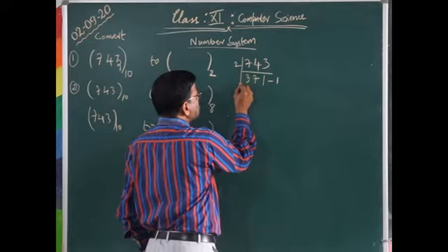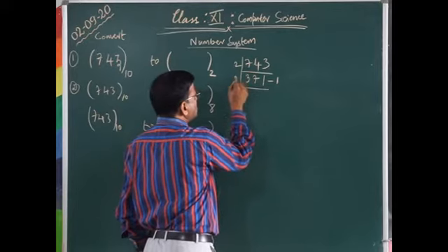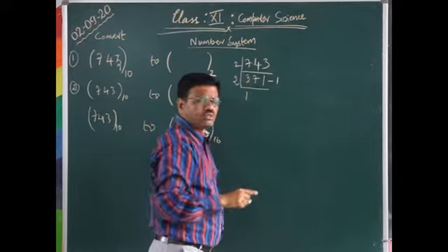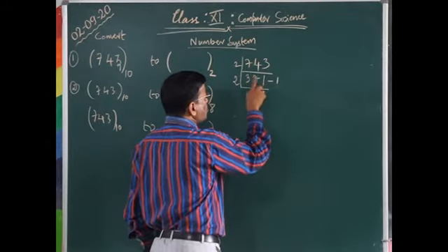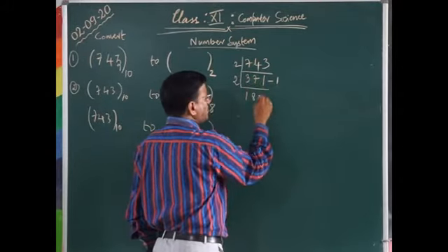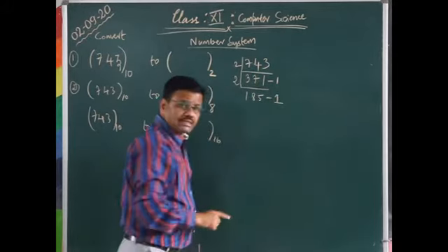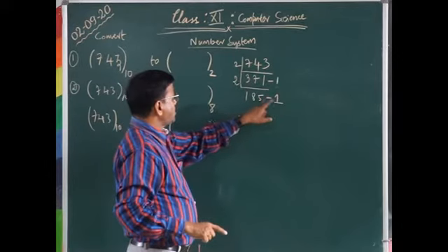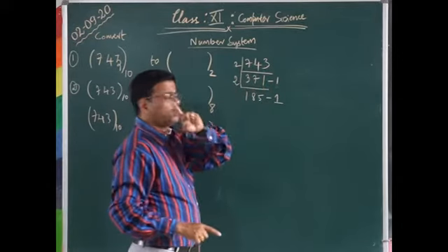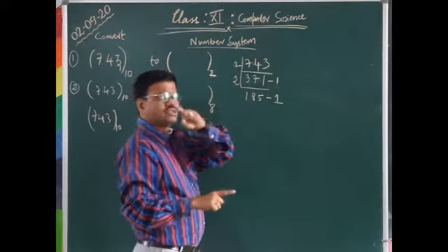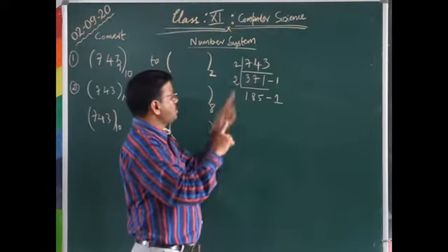Again divide this by 2. 2 1s are 2, remainder is 1. 1 and 7 is 17. 17: 5 2s are 16, remainder is 1. 1 and 1 is 11. 5 2s are 10, remainder is 1. I repeat again. 5 2s are 10, 10 plus 1 is 11, remainder is 1. 2 8s are 16, 16 plus 1 is 17, remainder is 1. 2 1s are 2, 2 plus 1 is 3.